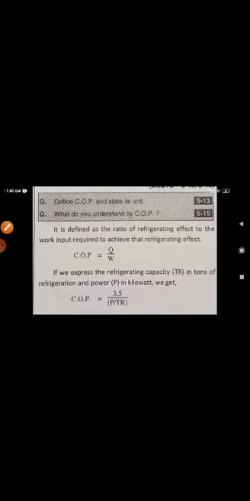If we express the refrigerating capacity in tons of refrigeration and power in kilowatt, we get coefficient of performance equals 3.5 upon P upon TR, that is tons of refrigeration.